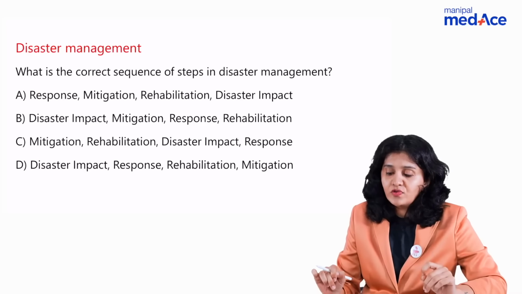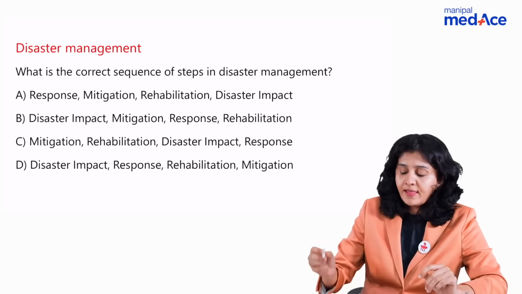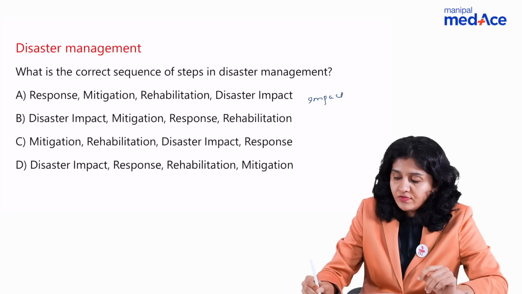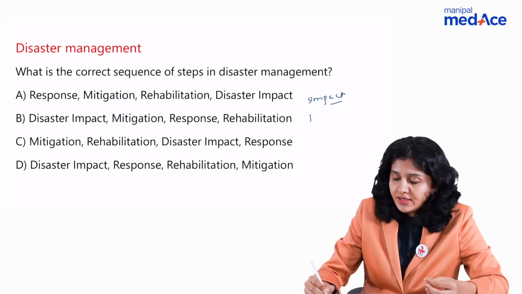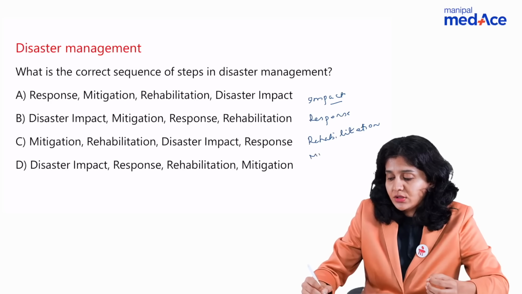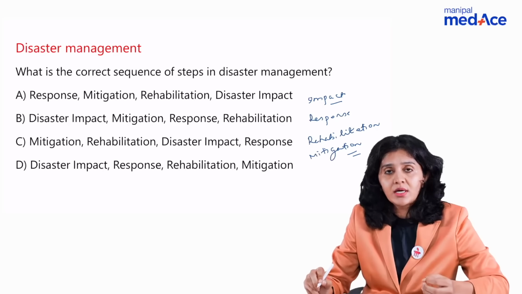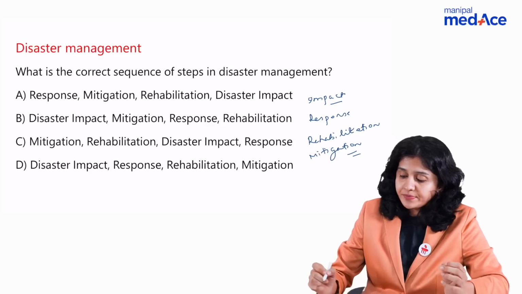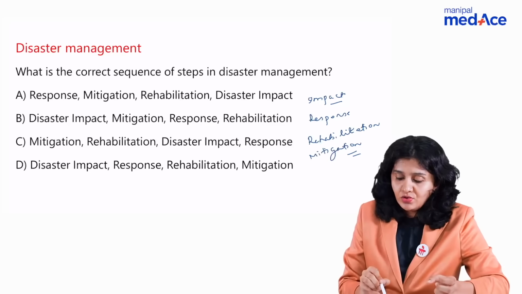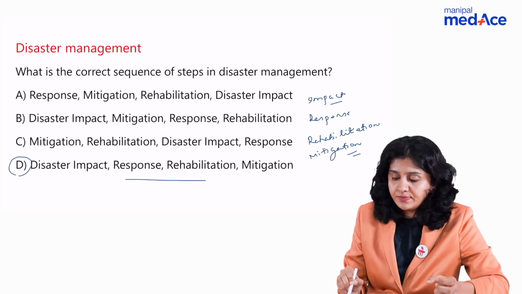What is the correct sequence of steps in disaster management? When there is an impact, the disaster hits, then there is response, correct, then you do rehabilitation, then you can do preparedness and mitigation. What is a recent disaster which has happened in our country? Wayanad, right? Kerala state. So the correct order is which one? Impact, response, rehabilitation and mitigation. So option D is the correct answer.